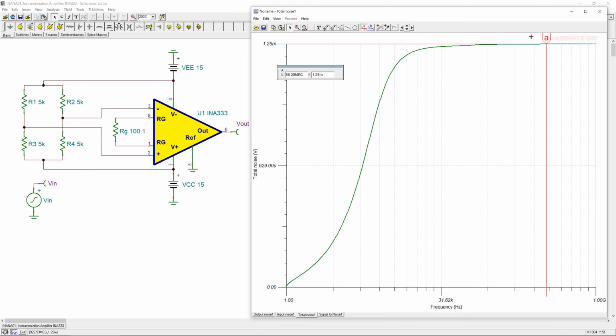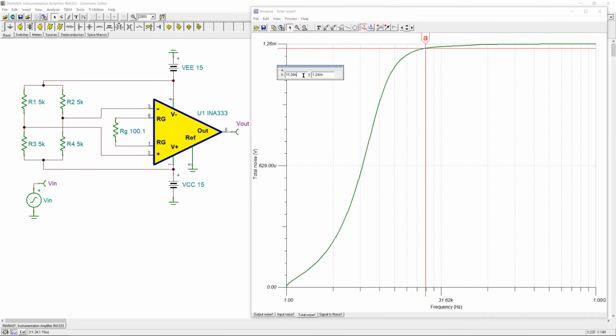Of course, if you use the rule of thumb for the integration bandwidth, which is 10 times the bandwidth of your system, which is then 350 times 10, so 3.5 kilohertz, then you will get a value much closer to 1.19 millivolts RMS. So that's what we have discussed.